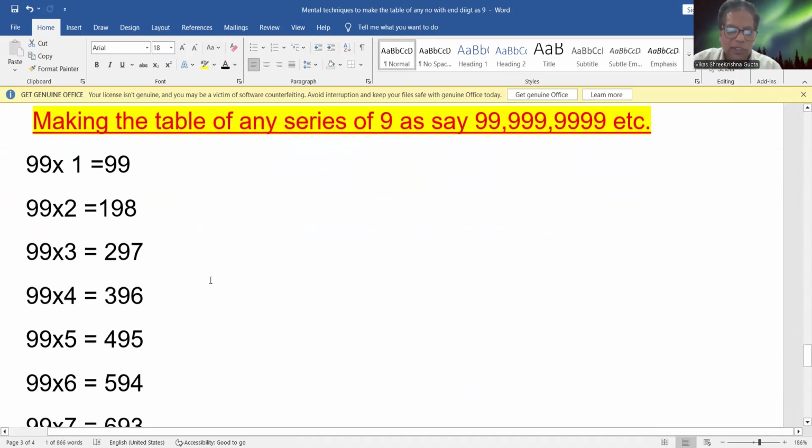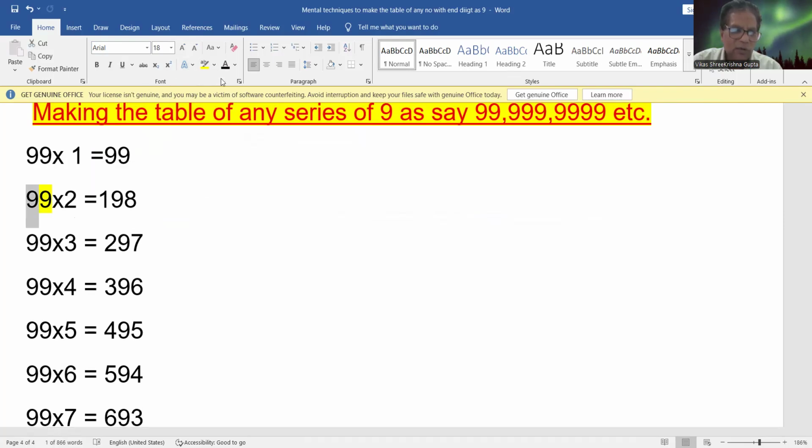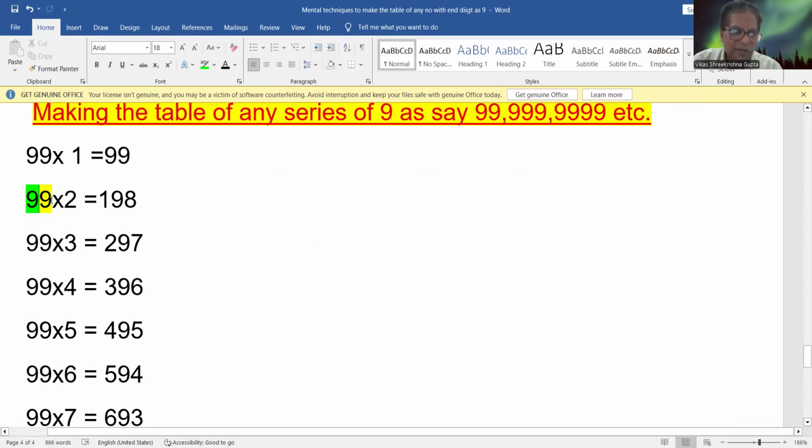Now I'm showing how to make a table of any number with a series of 9s. Suppose I have to make a table of 99. First I showed you how to make a table of any number ending with 9. Now I'm showing you how to make a table of any number with a series of 9s: 99, 999, 49. Now 99 into 1 is 99. When I have to make the table of 99 into 2, what do I do? I know 9 into 2 is 18. So this 9 is extra, and I simply insert this 9 between the digits of 18. First I write 9 into 2 is 18, then I insert this 9 between these two numbers, and I get my answer as 198.